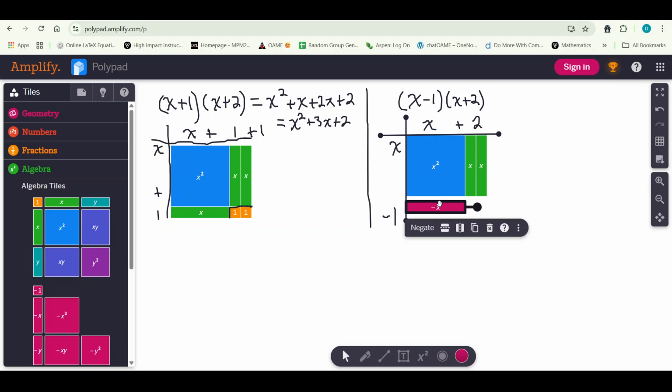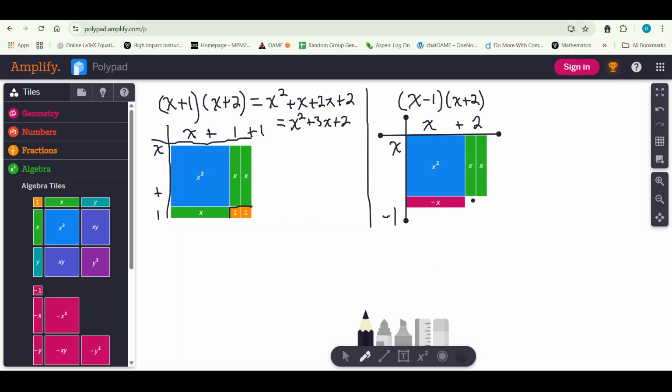So there's our -x. And again, they have to pay close attention to what's happening over here. The dimensions here are -1 in this direction and +2 in this direction. So -1 times a +2 will be a -2. And so we can drag out our two negatives. And again, students can see what's happening here, and then they can answer the question.